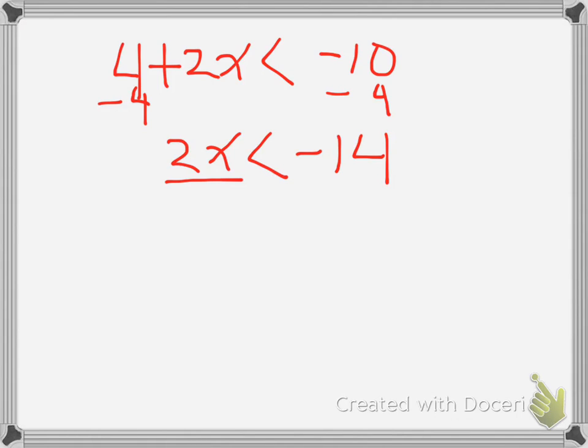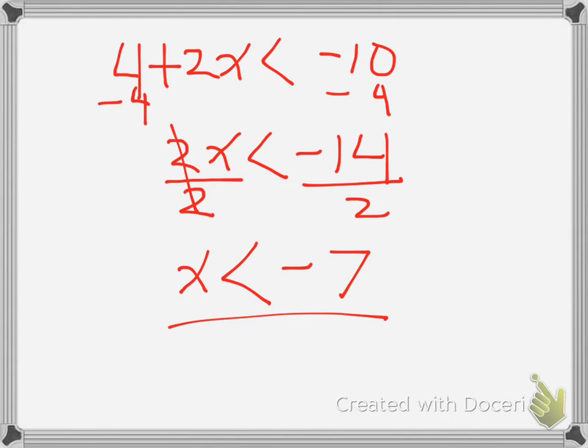So I got to divide this whole thing by 2, and that means I got to divide this side by 2, and those things go away. That leaves me with a 1x, or just x, is less than negative 7. Ta-da! There you go. I hope that helps.